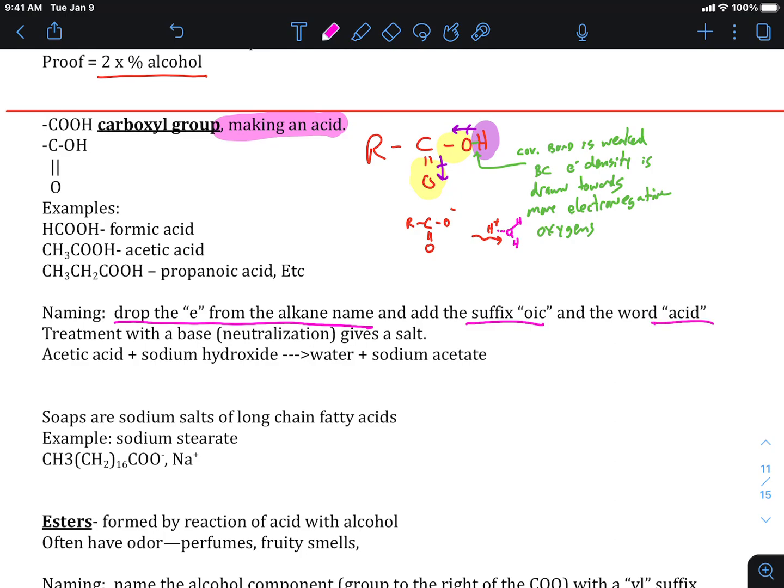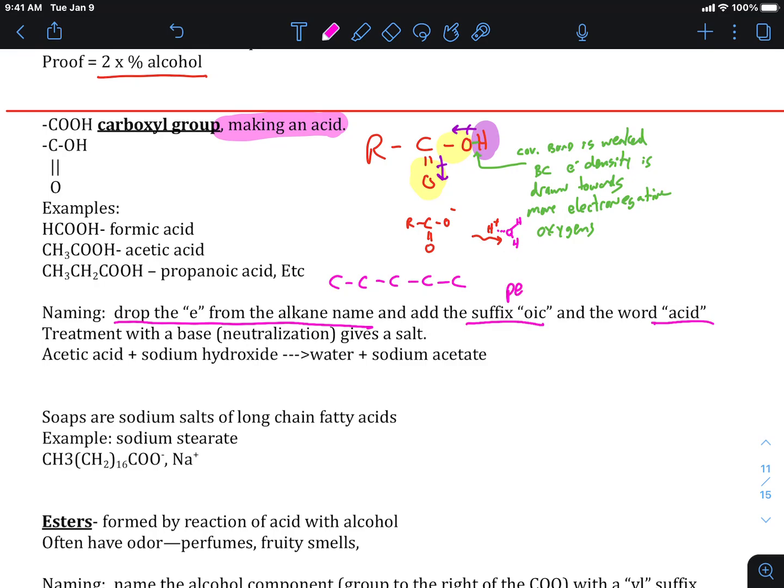Right, so however many carbons long it is, something like this, 5 carbons long. If this was an alkane, we'd call it pentane, but you drop the E, and now it's pentanoic acid, and that's how we would name that.